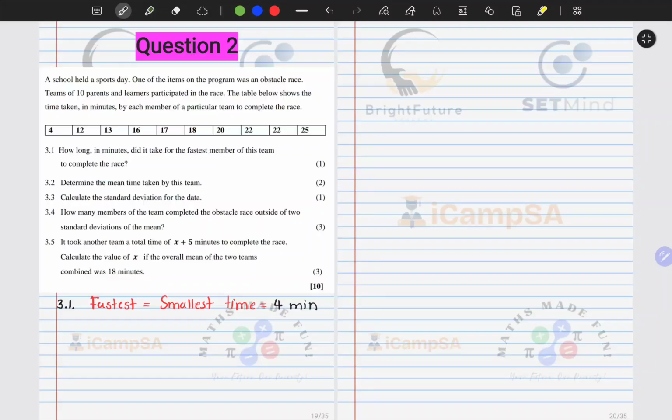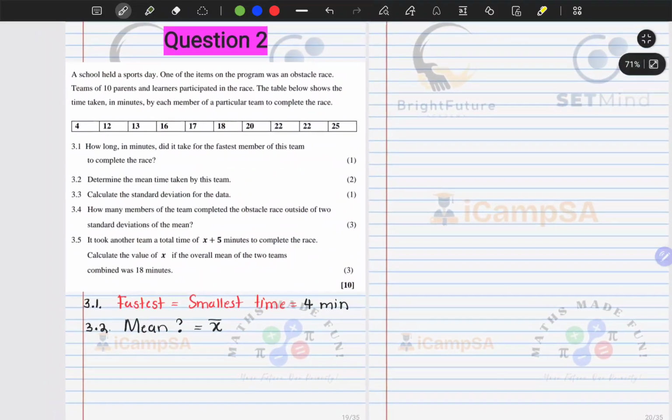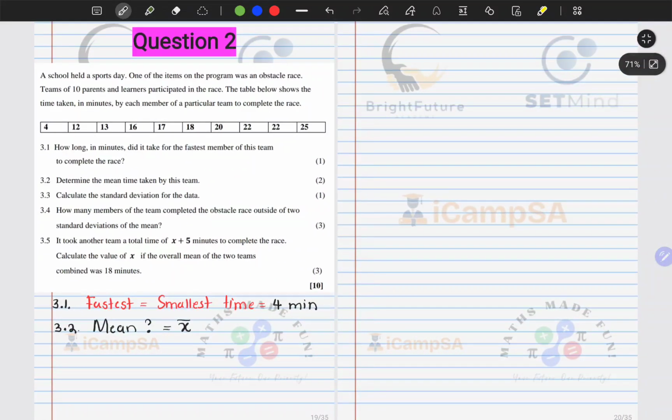So let's have a look at 3.2. This was an easy one. Determine the mean time taken by this team. So remember, the mean, which is x-bar, you will take the data and sum it and then divide it by the number of points you have.